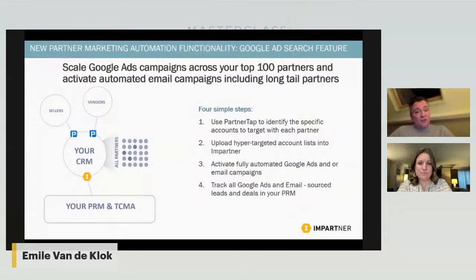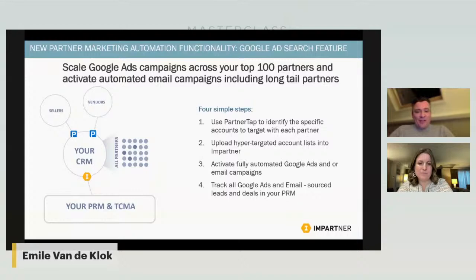So you use partner tab to do the identification, you create the hyper-targeted account list, you upload them, whether you do that on vendor level or partner level, based on the kind of tactic that you're using. And then you activate the campaigns, the partner doesn't have to do anything, and you start tracking the results. And based on those results, you start improving the campaigns, right?